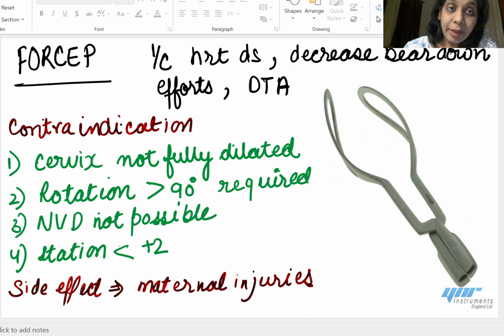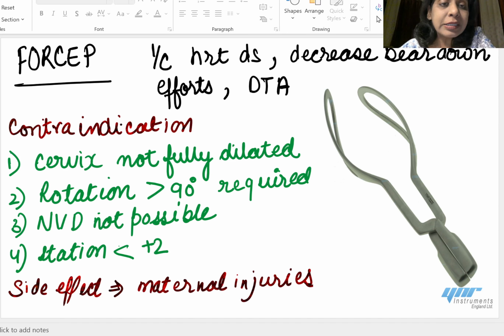And number four, station less than +2. It is banned to apply the forceps if the station is less than +2. It is banned for the vacuum too. So only if the station is +2 or more can we apply forceps and vacuum. So the last two are common to both. The above two are contraindications only for the forceps, and they are indications for the vacuum.